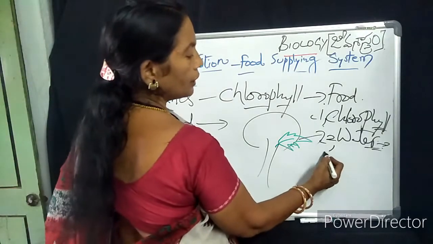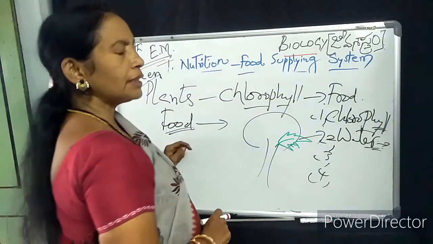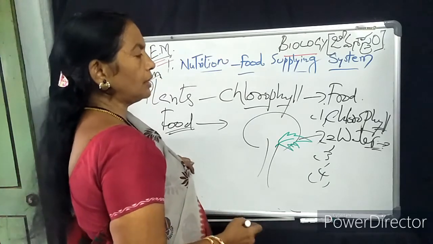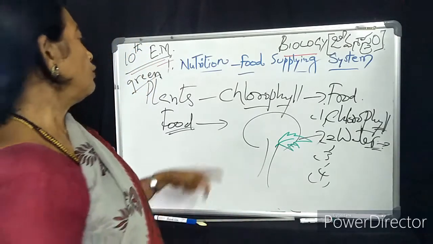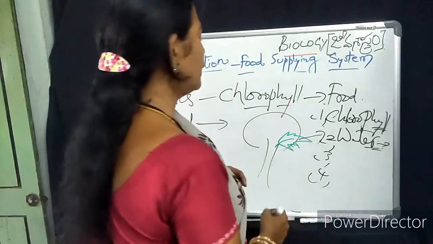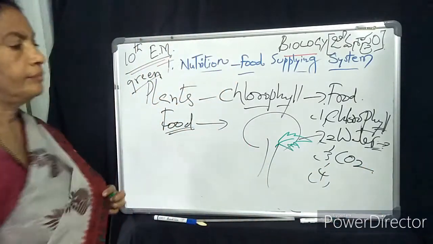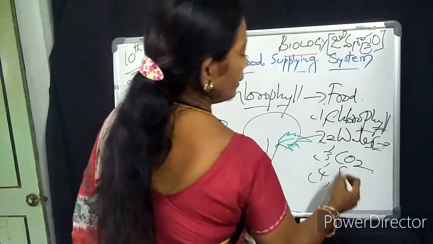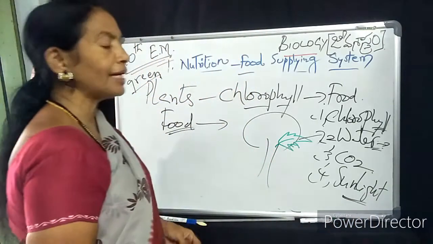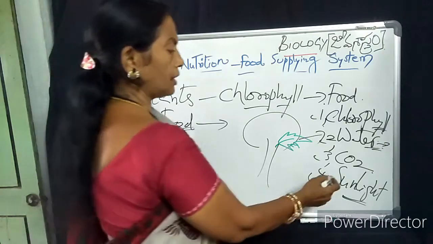Two more things are needed for the plant to prepare its own food. What is the third material with which these plants will prepare their food? The third material is carbon dioxide, and sunlight. Sunlight means light from the sun. All the animals and plants get sunlight from the sun itself.